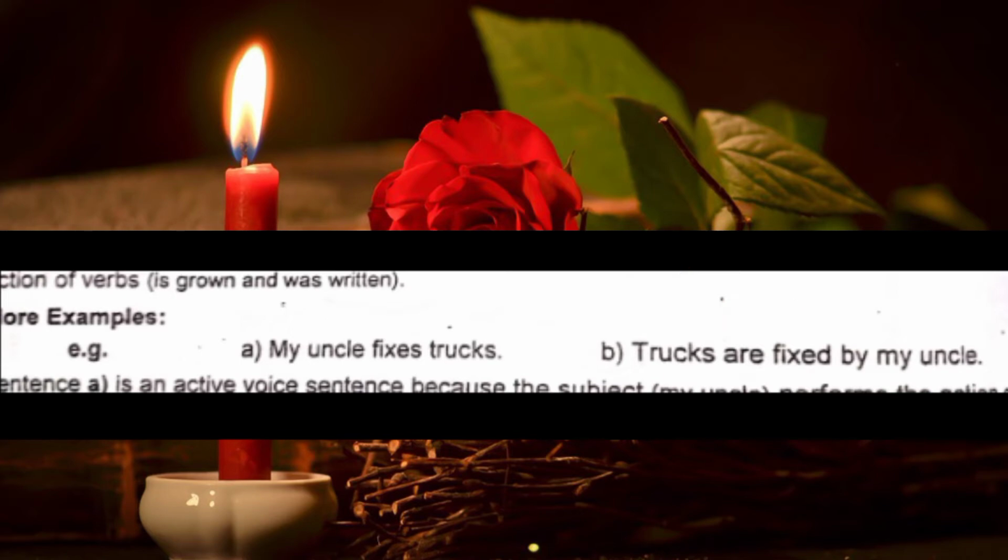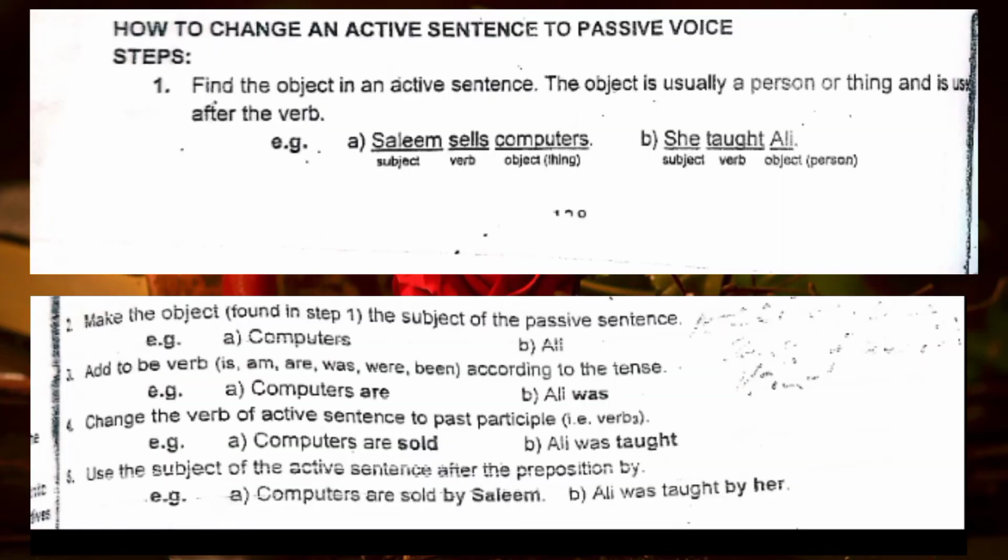Got it? Okay, then we will study the second point, which is how to change an active sentence to passive voice. We have 5 steps. You keep these steps in your mind. It will help you to change active sentences to passive voice. First step is to find the object in an active sentence. The object is usually a person or thing and is used after the verb. What is a verb? A verb is a word which shows an action.